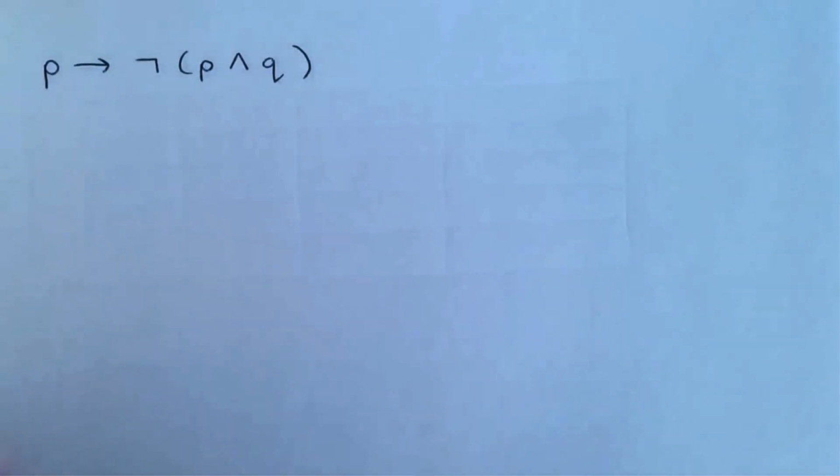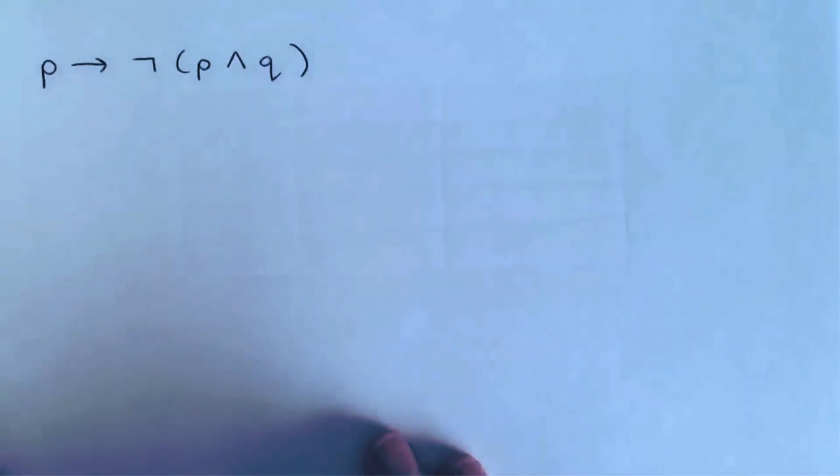Hi guys, so today we're going to work on truth tables, and these can be found in discrete mathematics or any kind of logic type or Boolean algebra problems. So we have our first example here: if P, then the negation of P and Q.